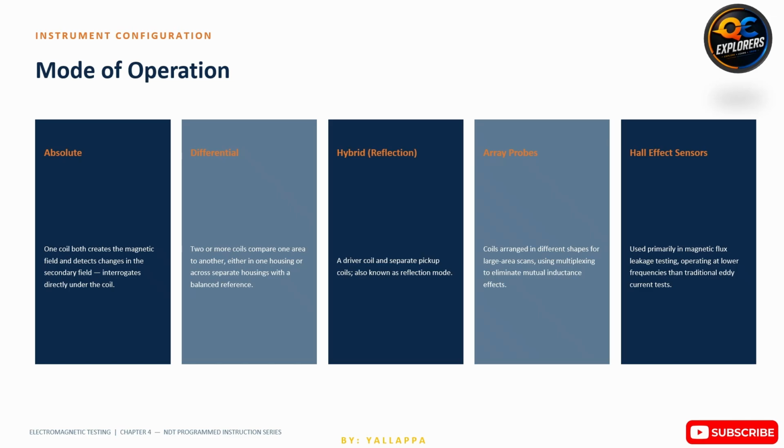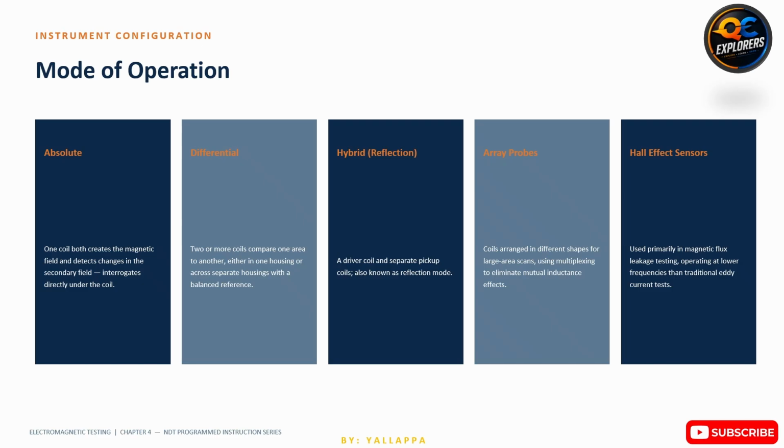Electronic multiplexing activates these coils sequentially, allowing inspectors to scan large areas much faster than conventional probes while maintaining excellent coverage and sensitivity. Array technology has become increasingly popular in aerospace, railway, and manufacturing industries because it significantly reduces inspection time. Finally, the slide mentions Hall effect sensors.